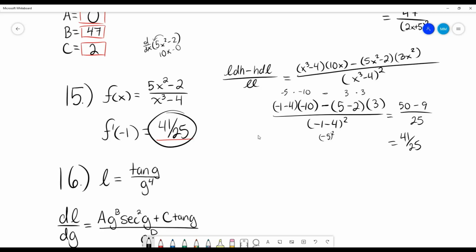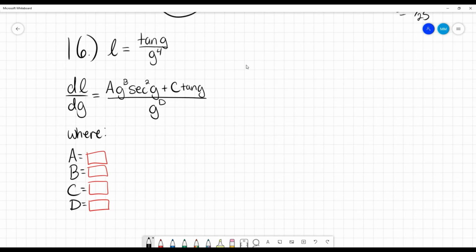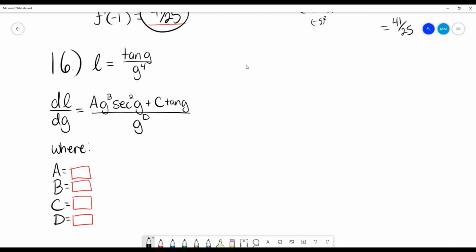All right, and now I think we're on our last question. Yep, this one is a tricky one though. So we're given that L equals tangent of G over G to the 4th. So we want to find the derivative of L with respect to G in these terms, and trust me, it'll work itself out that way. So let's just go ahead and figure out what the derivative of L is with respect to G. So in this case, our quotient rule helps us again.